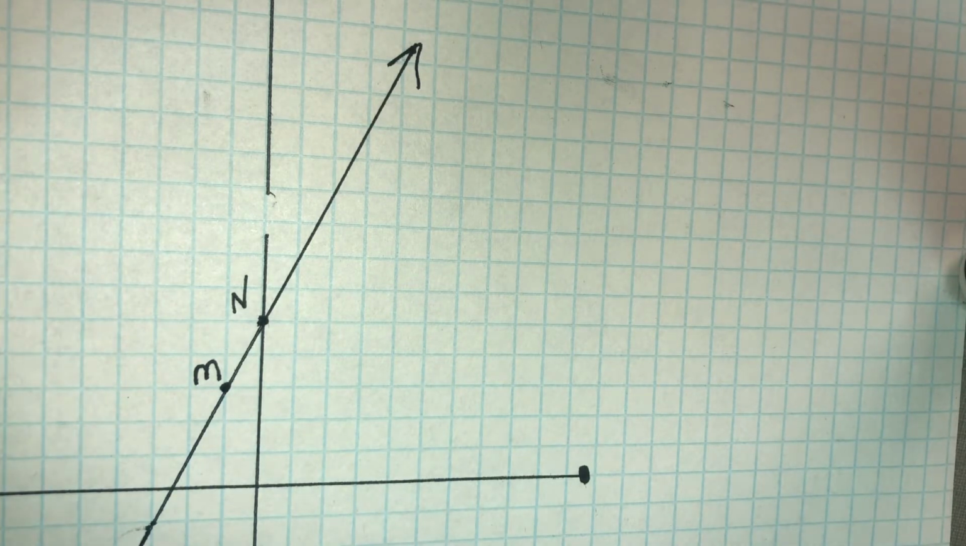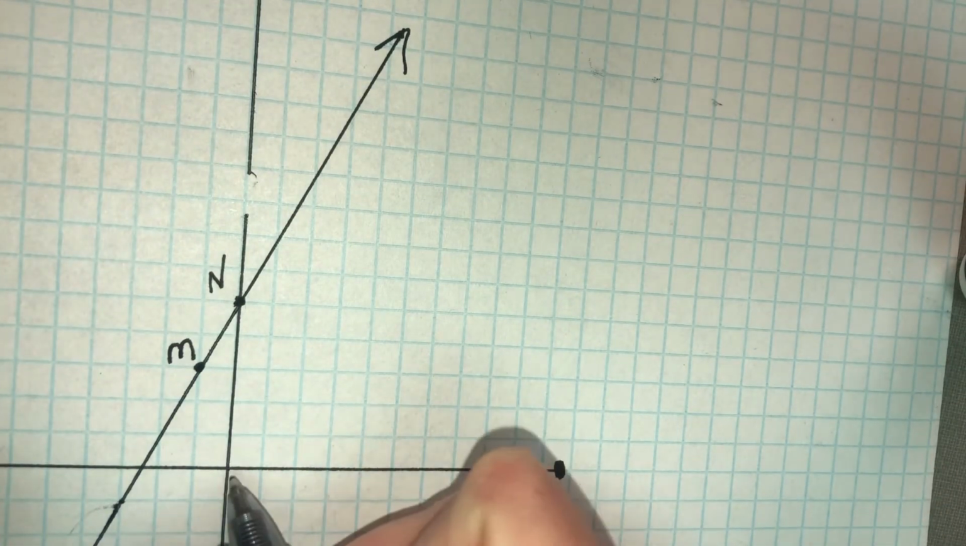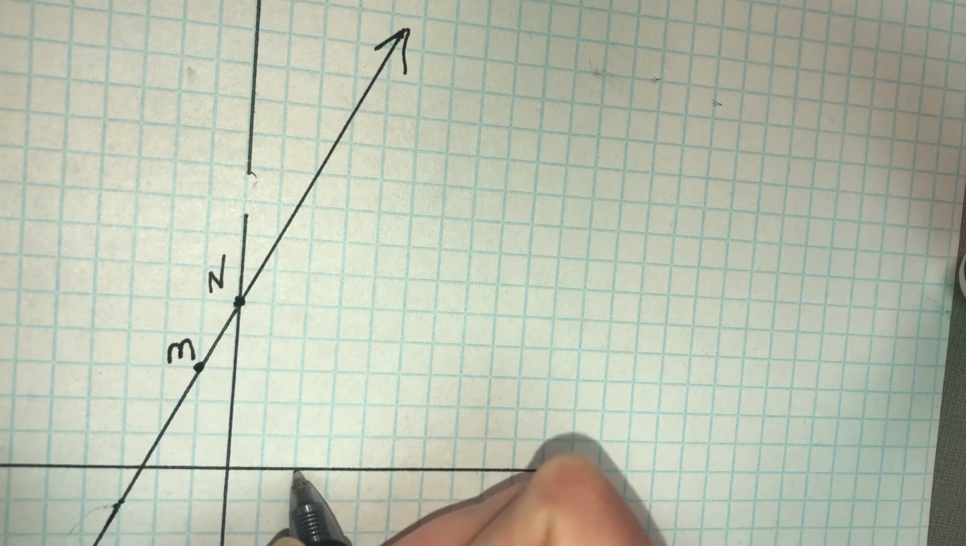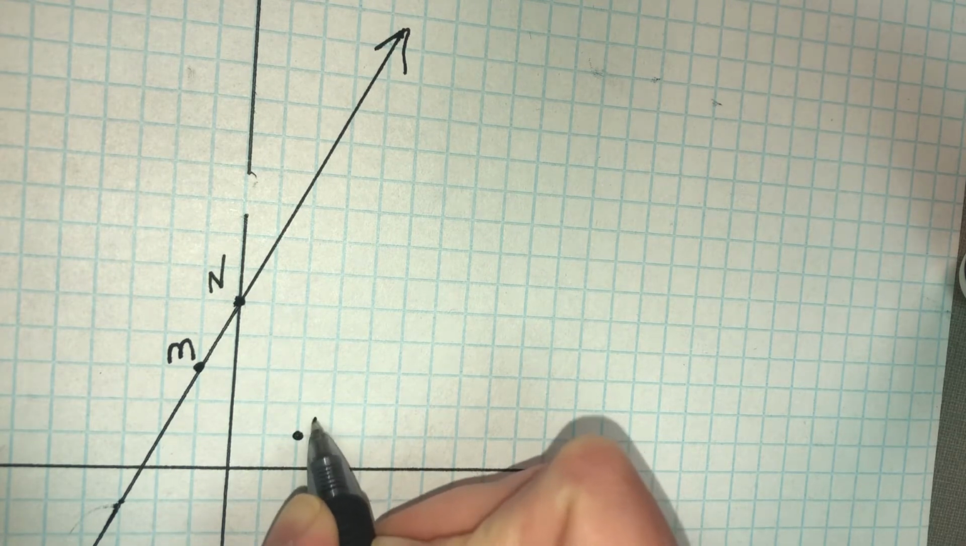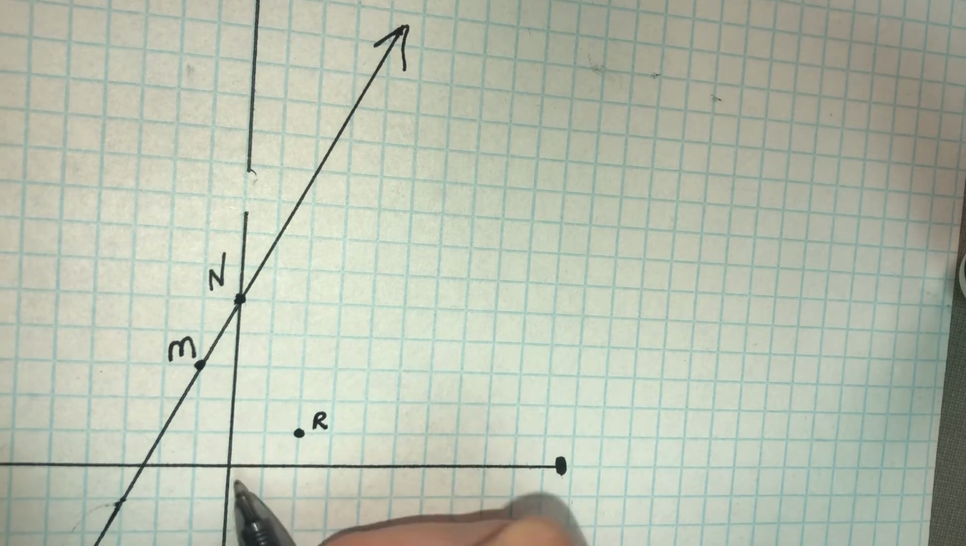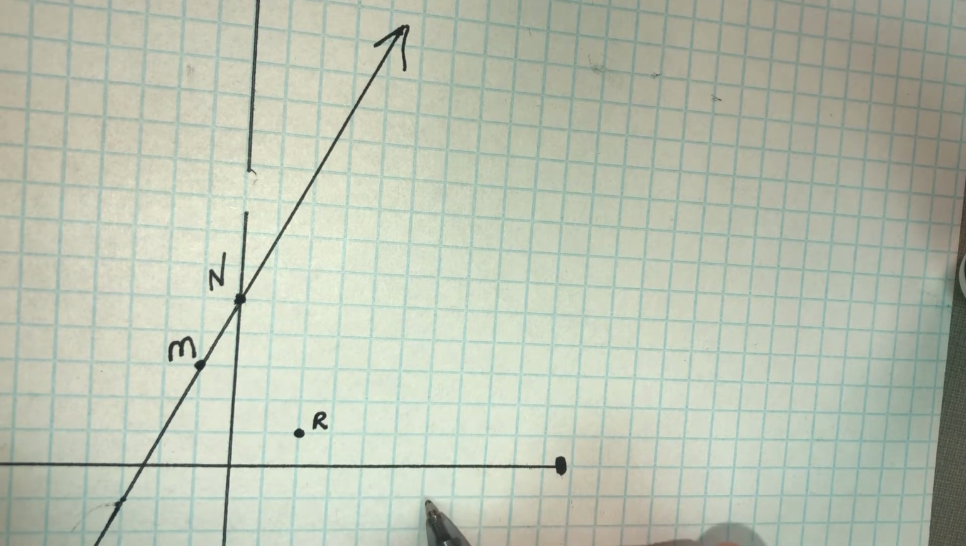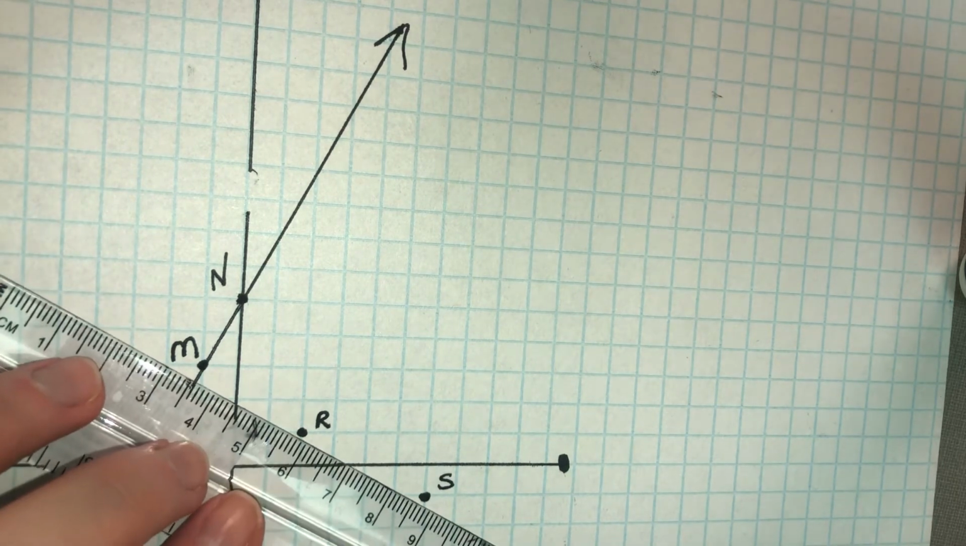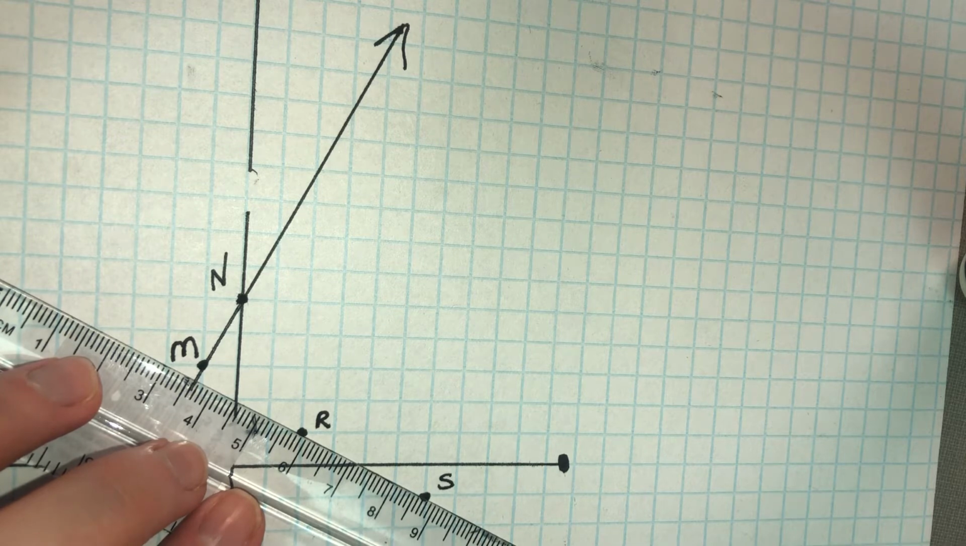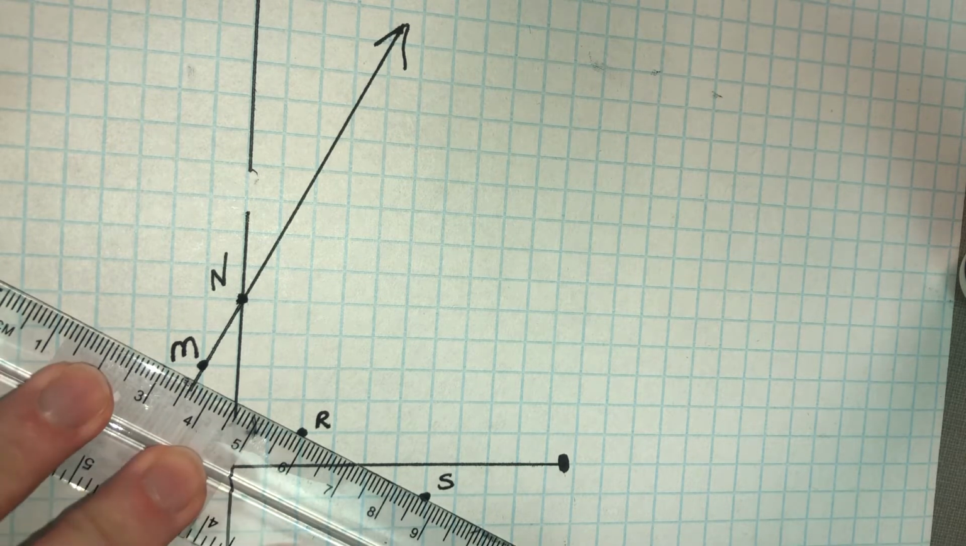Now we're going to do the line RS. R is at 2, 1. And S is at 6, 1, 2, 3, 4, 5, 6, -1. Okay. There we go.